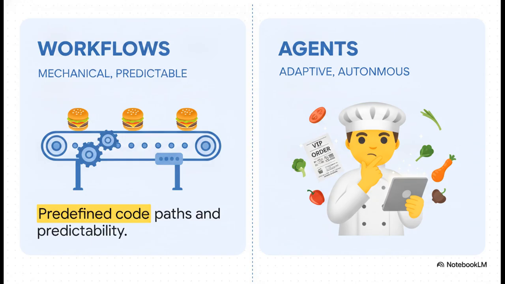If a key ingredient suddenly goes missing or a VIP customer has some wild special request, the head chef can pivot on the fly, make decisions, and still figure out how to plate a brilliant dish. Basically, workflows give you consistency for well-defined tasks, while agents give you flexibility for the open-ended stuff.